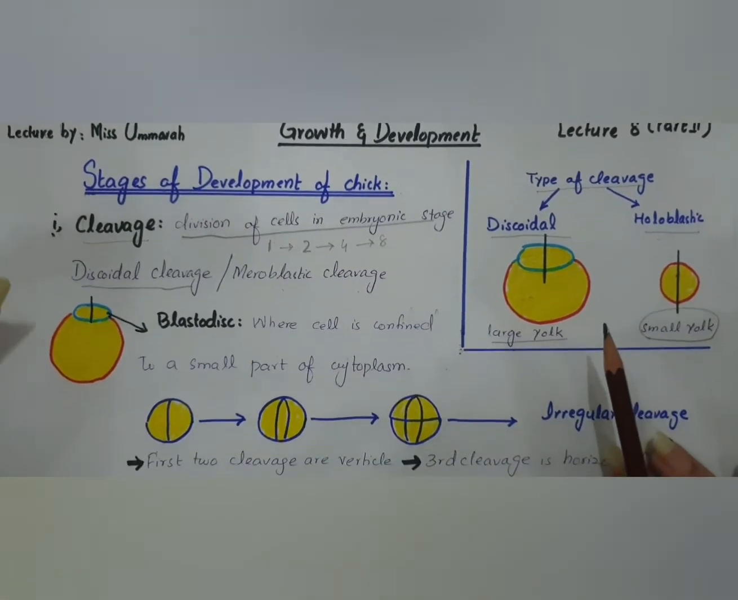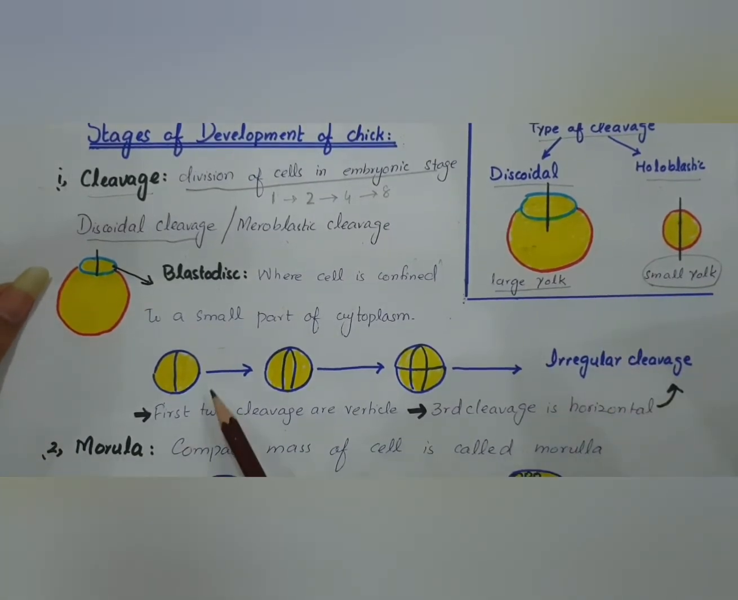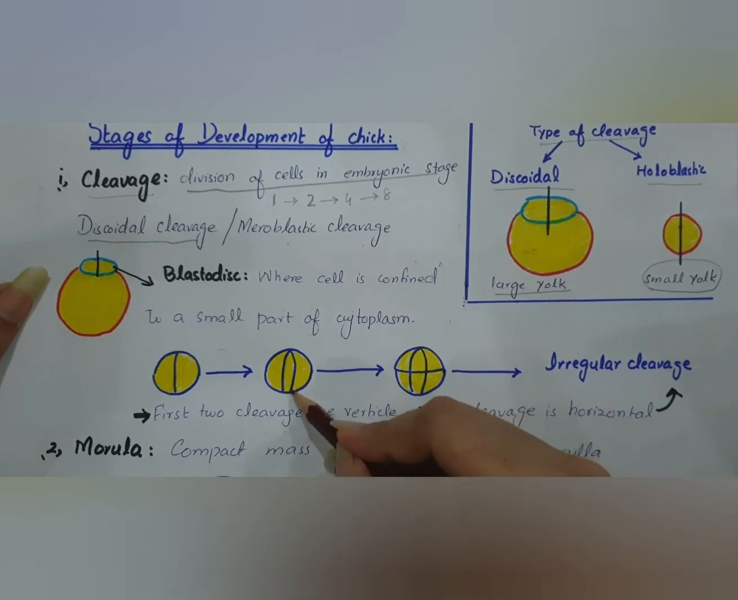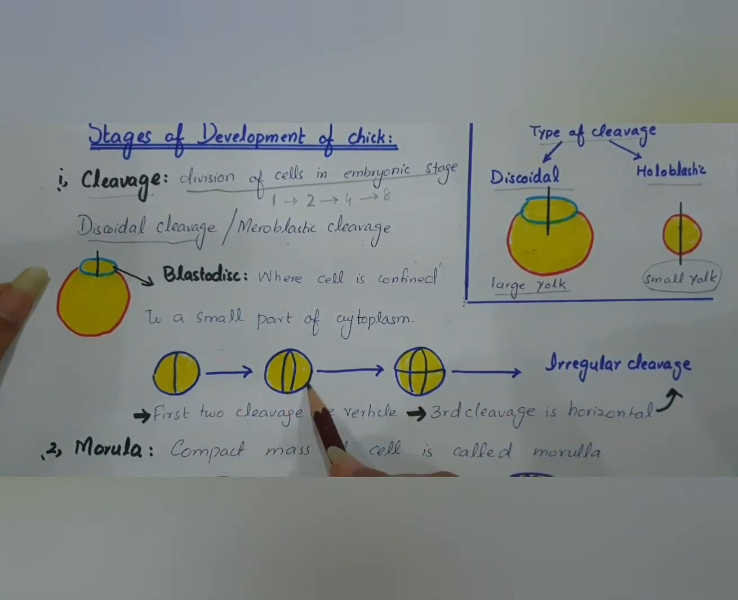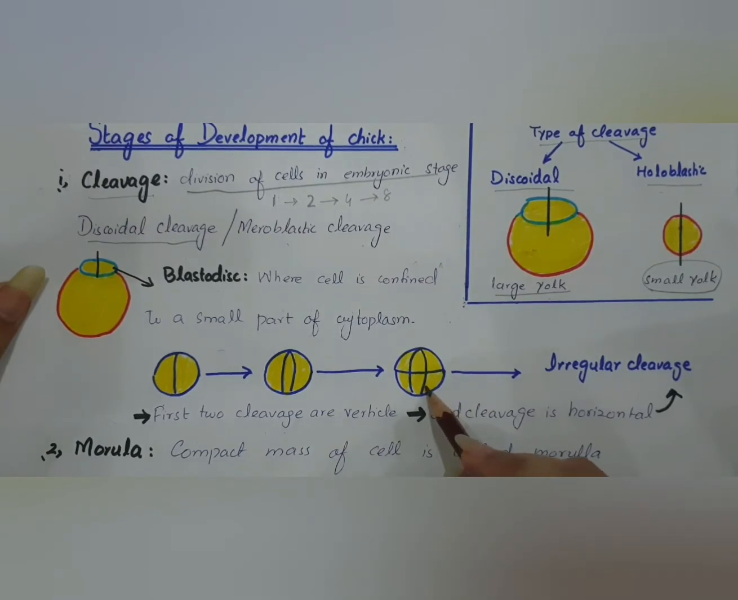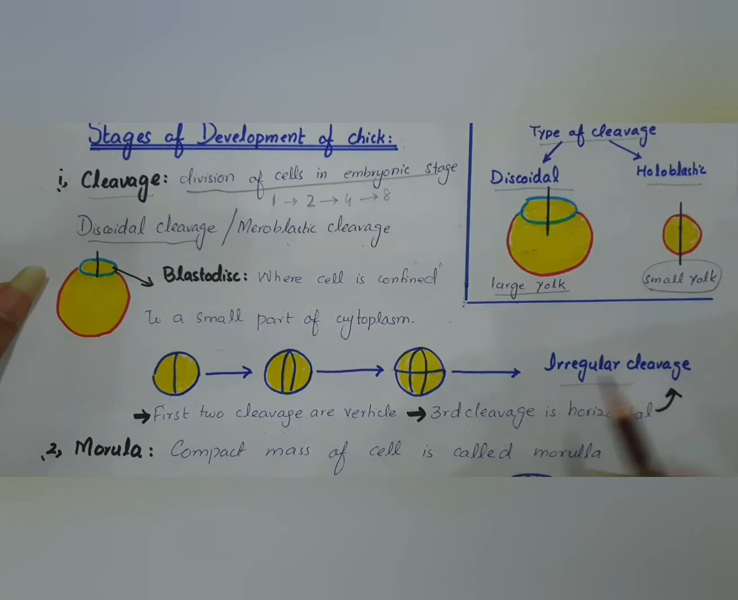Now the next thing is, the first two cleavages are vertical. It means the first cleavage is divided like this, and the second cleavage is also divided like this. So both of these cleavages are vertical. You can take the example of an apple when you cut it vertically into four pieces. And the third cleavage is horizontal, meaning it cuts horizontally like this. And then so on, irregular cleavage will occur. So for your board exams, you only have to remember the first three cleavages: the first two are vertical, the third one is horizontal.